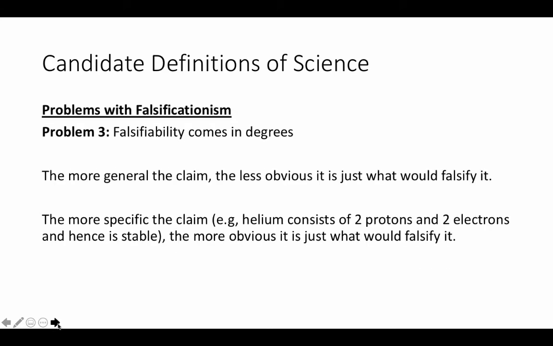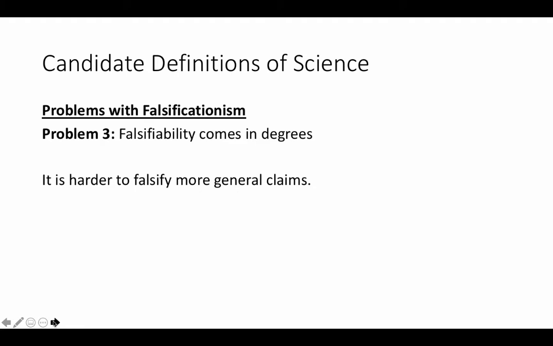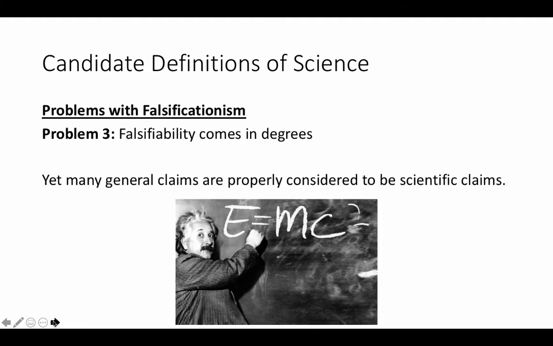In fact, the more general the claim, the less obvious it is just what would falsify it. So the more specific the claim, like helium consists of 2 protons and 2 electrons, and hence it's stable, the more obvious it is what would falsify it, whereas the more general it is, the less obvious it is what would falsify it. Again, compare the more general claim that infections are caused by germs to the more particular claim that HIV causes AIDS. This is easier to falsify than this. Again, it's harder to falsify more general claims.